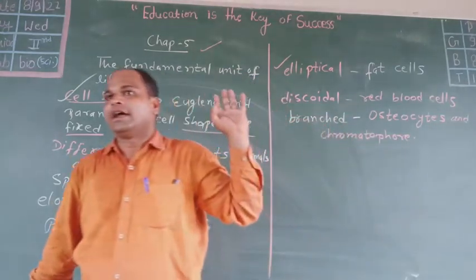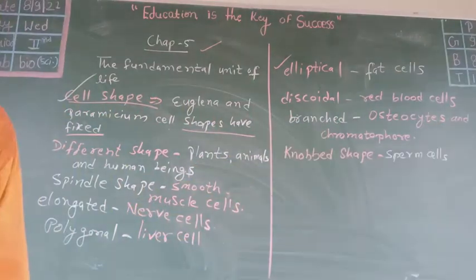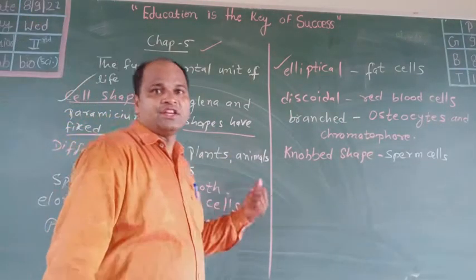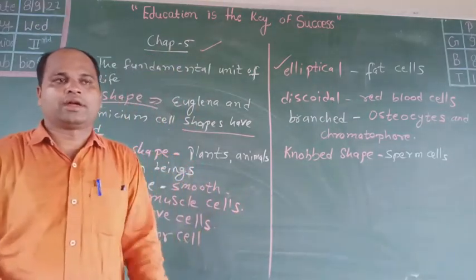Is that clear? Yes, sir. Any doubt in these topics? No, sir. And a long, tail-like shape is found in sperm cells. Is that clear? Yes, sir. Any doubt? No, sir.